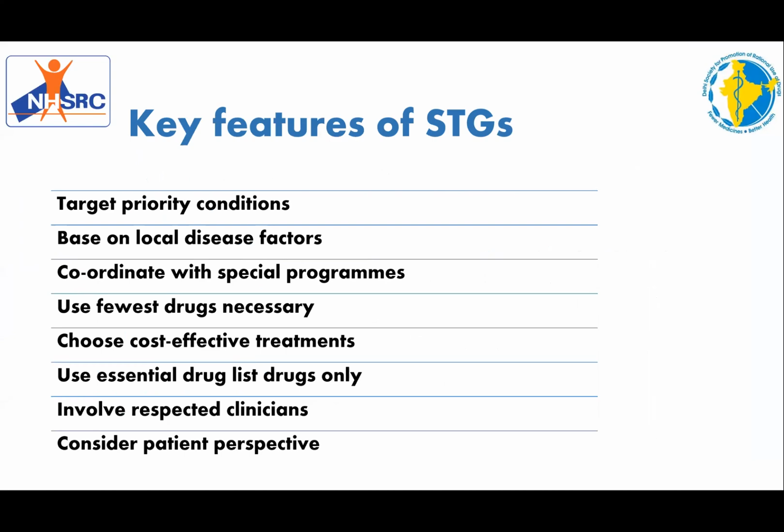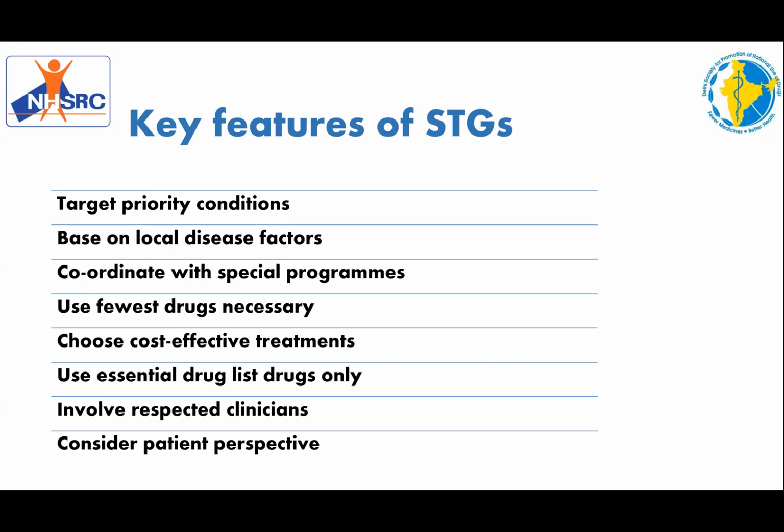So the key feature of the standard treatment guidelines is that textbooks deal with the treatment of many diseases, but for standard treatment guidelines, the main aim is to target priority conditions. And because they need to be based on local conditions, what you see in your practice commonly, most of your patient load coming with, it should be dealing with that. And the aim is to use the fewest drugs, jitna kam dawai use kar sakte hain utna acha hai, and use essential medicines only, because these are time tested medicines for which there is ample evidence on safety.